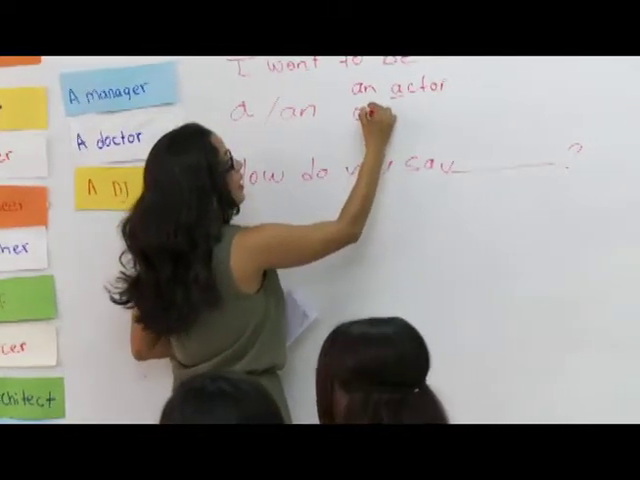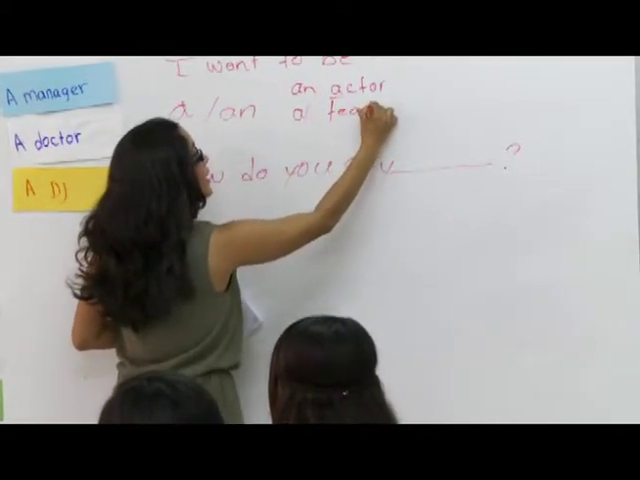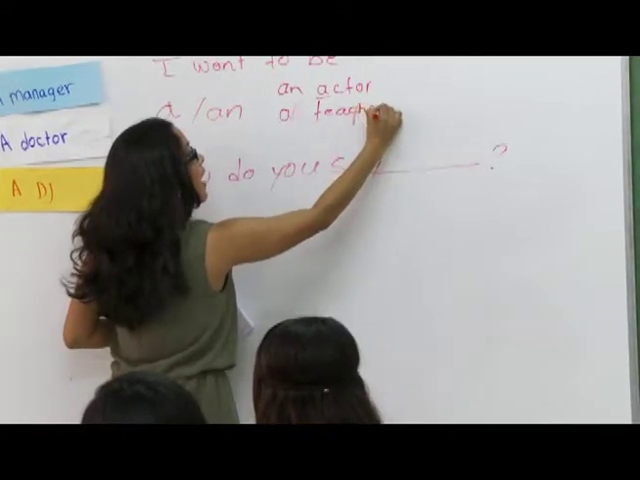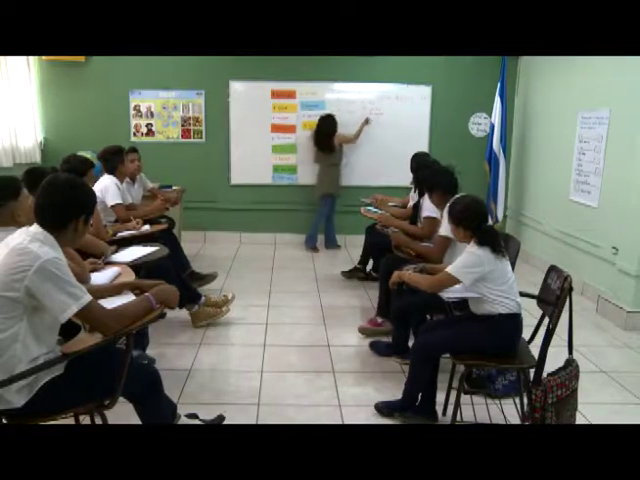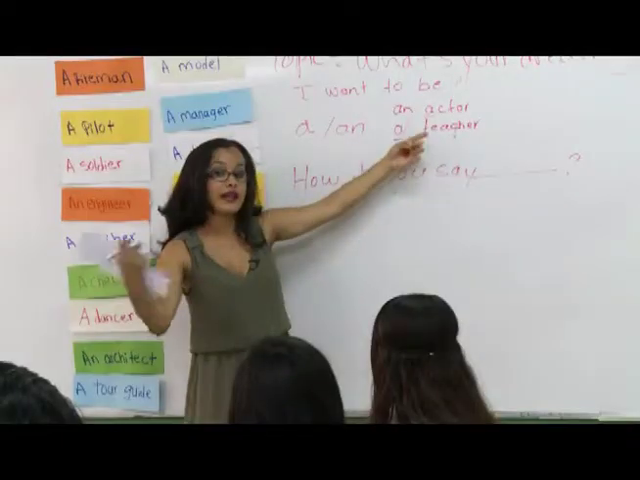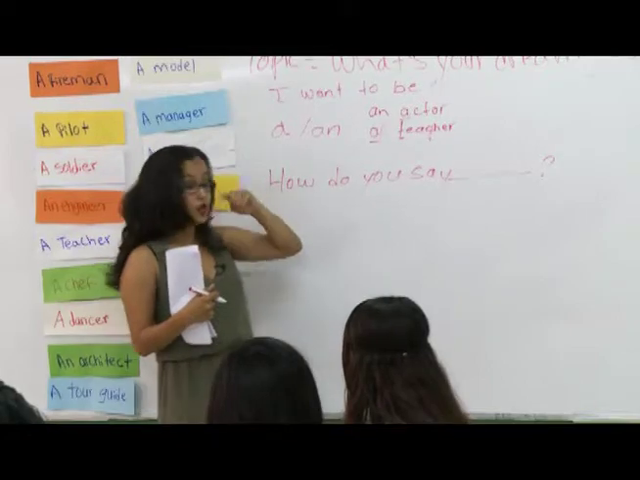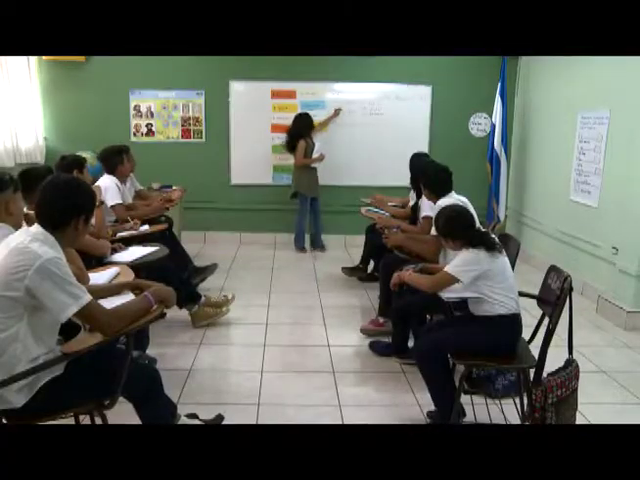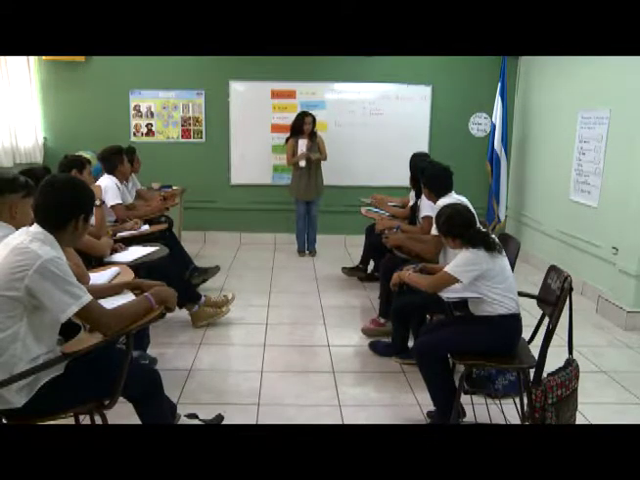And in this case, I want to be a teacher. And then you write a, because we have a consonant sound. Does it make sense? Do you understand this? Yes. Okay, an actor. Everyone, an actor. A teacher. A teacher. So that is what I want you to say: I want to be plus the profession that you want for the future.